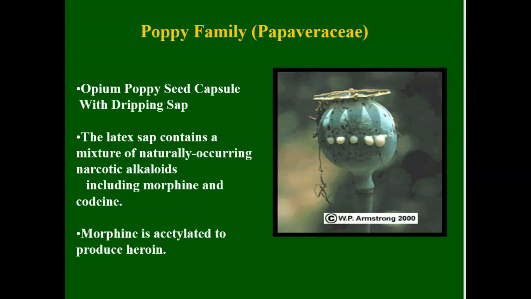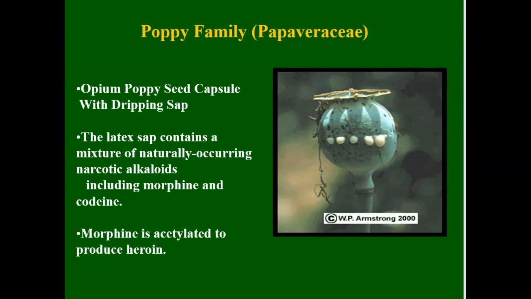Opium is basically the dried sap from an opium poppy. And this latex sap has a lot of naturally occurring narcotic alkaloids in it. This is also where morphine and codeine come from, which are incredibly important pain relievers. Morphine can be acetylated in a lab to produce heroin. So that's where heroin comes from. The sap is really a protective agent designed to protect those seeds while they're developing.